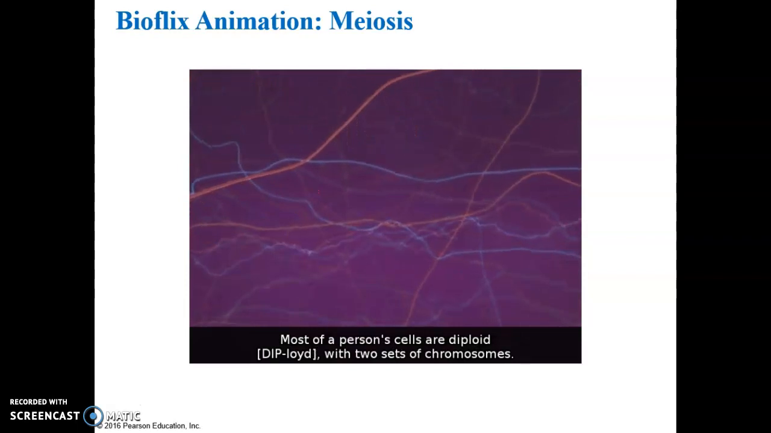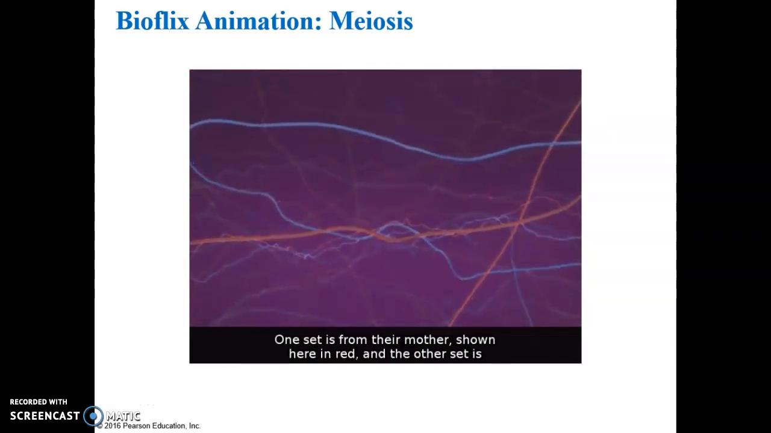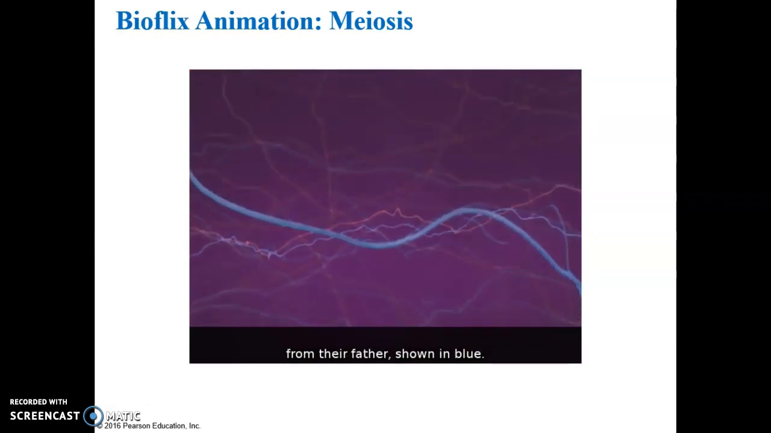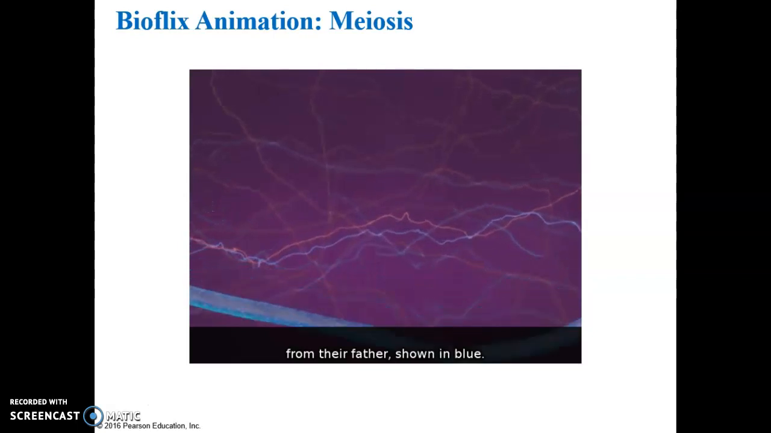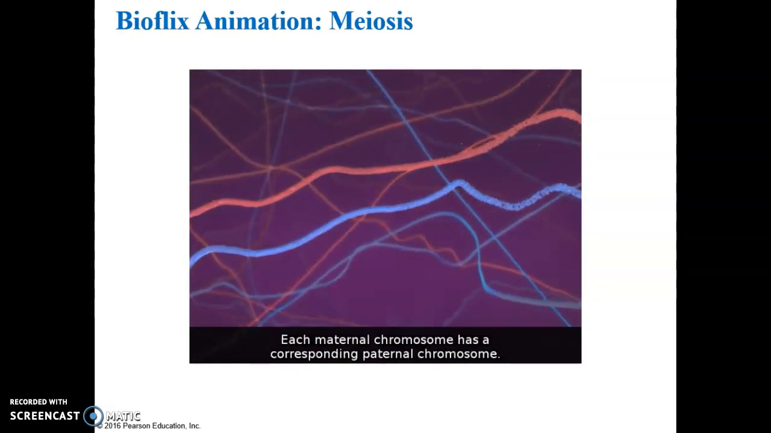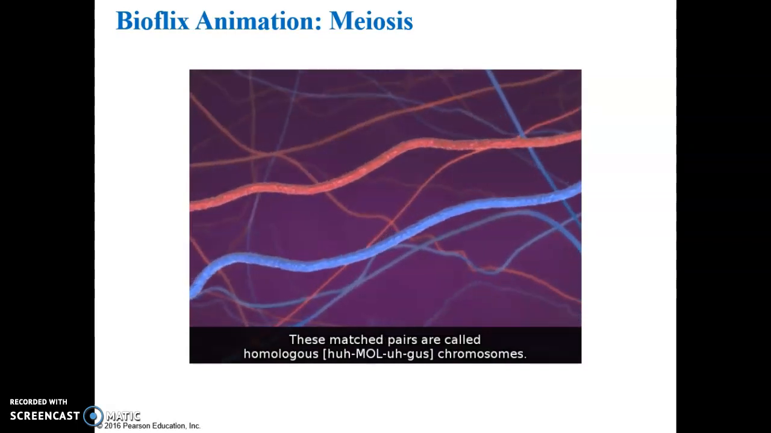Most of a person's cells are diploid, with two sets of chromosomes. One set is from their mother, shown here in red, and the other set is from their father, shown in blue. Each maternal chromosome has a corresponding paternal chromosome. These matched pairs are called homologous chromosomes.